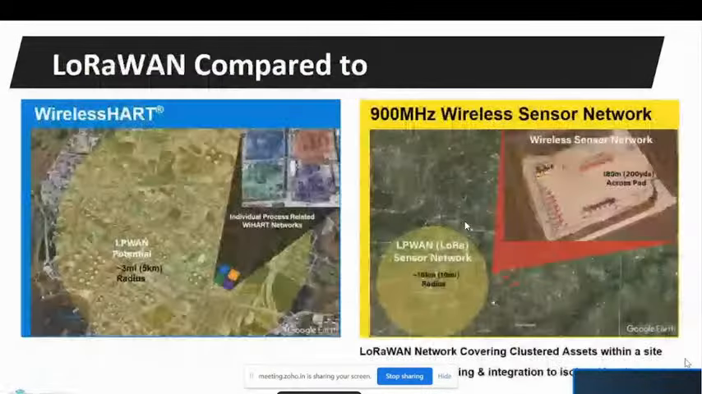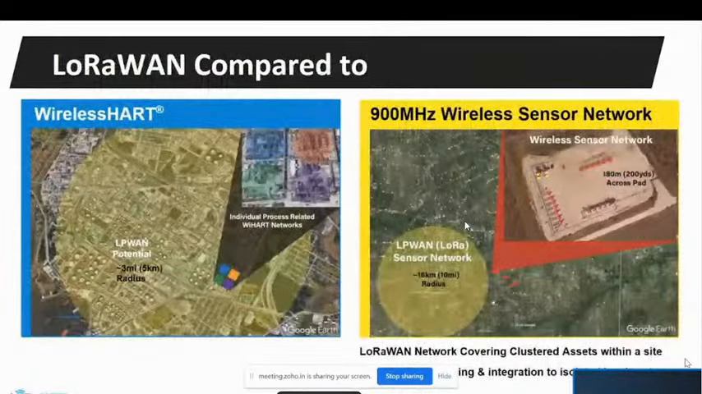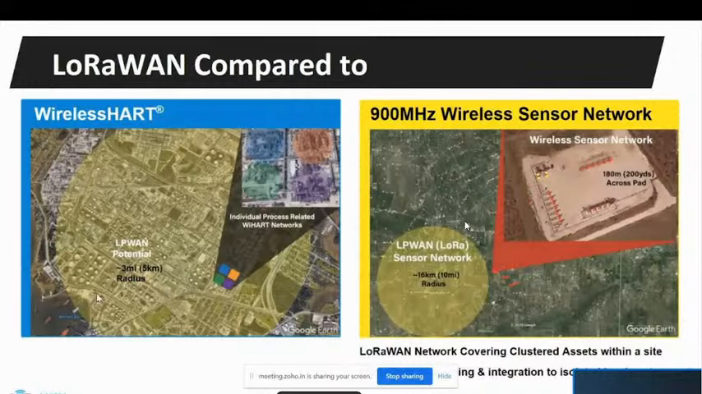So this is a comparison between WirelessHART, which is a very widely used technology in the industry, and a LoRaWAN network. Here you can see this yellow circle is a LoRaWAN network, covering a 5 kilometer area. And in a plant, you can see this is a very small network controlled by individual processes that are controlled by WirelessHART. So these technologies can coexist.